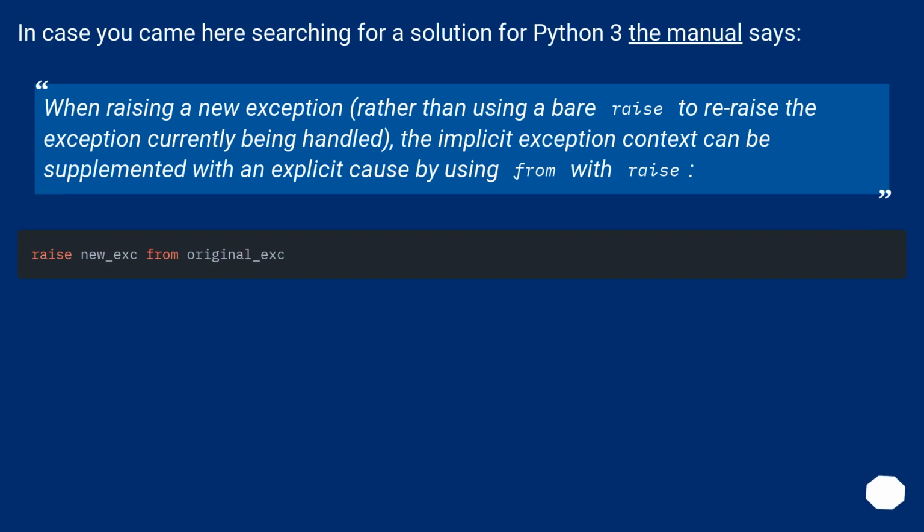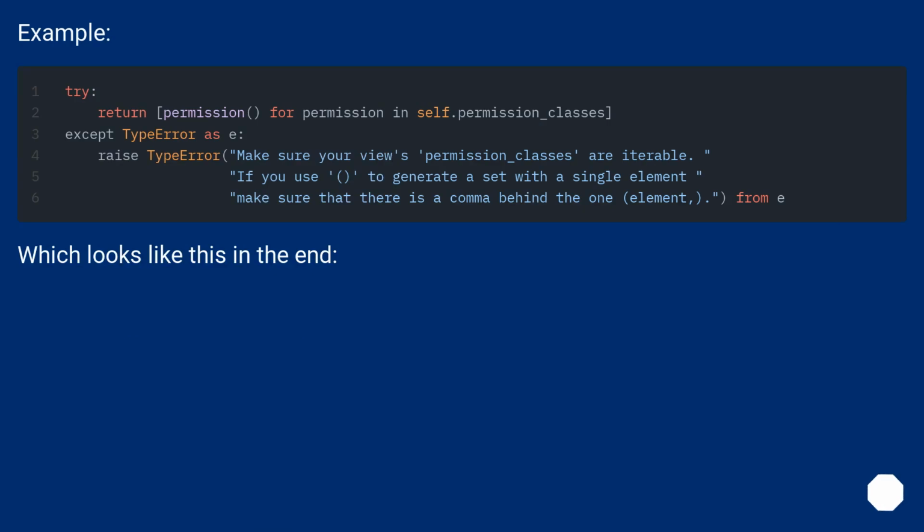In case you came here searching for a solution for Python 3, the manual says, when raising a new exception, rather than using a bare raise to re-raise the exception currently being handled, the implicit exception context can be supplemented with an explicit cause by using from with raise. Example. Which looks like this in the end.